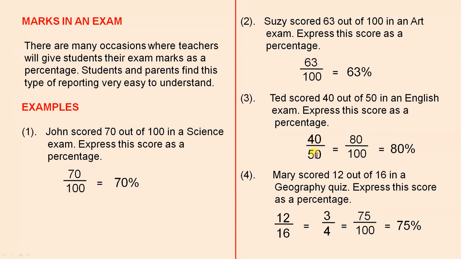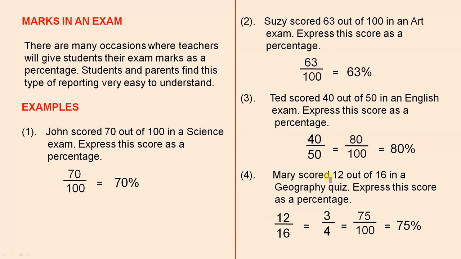Now 40 out of 50. Now the denominator is not 100, but we saw in earlier videos how to find equivalent fractions. Now if we want to find a denominator of 100, all we do is multiply this by 2. So we do the same to the 40. 2 times 40 is 80. 2 times 50 is 100. 80 out of 100 is 80%. So his score as a percentage is 80%.